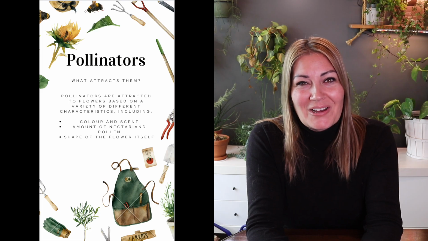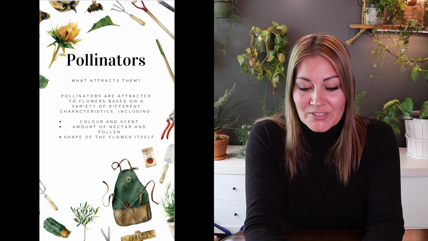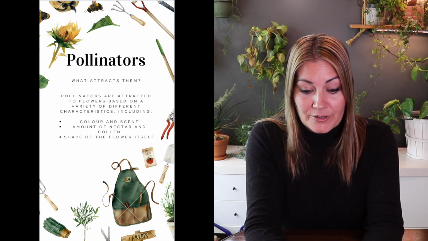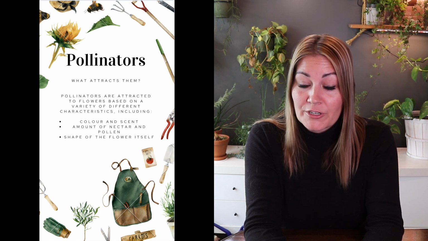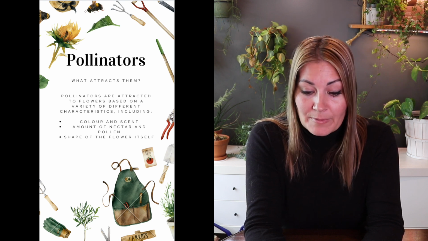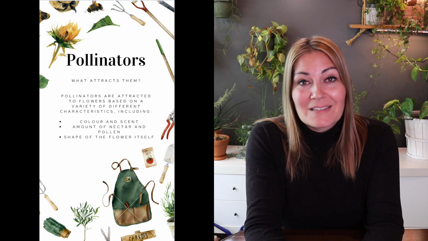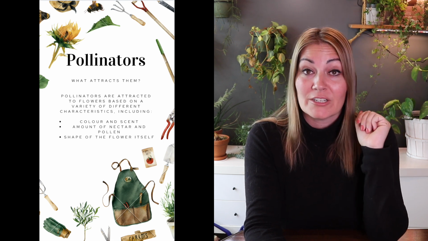So what attracts a pollinator? Now that you're sold on pollinators and you want them in your yard, here are ways to attract them. They are attracted to flowers based on a variety of characteristics, including the color and the scent of your plant, the amount of nectar and pollen they have, and the shape of the flower itself. So if you think of what a specific pollinator wants, it's usually determined by what that insect looks like.